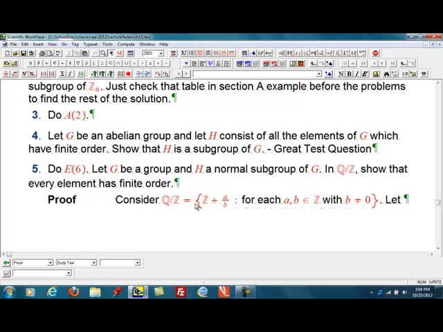Now, we want an element. It says the elements in Q mod Z have finite order. So that means we're looking at the set of the integers plus a fraction, and we want to know that that's going to have finite order. That means we have to be able to raise it to some power and see what happens. So let Z plus a over b be an element of our group.